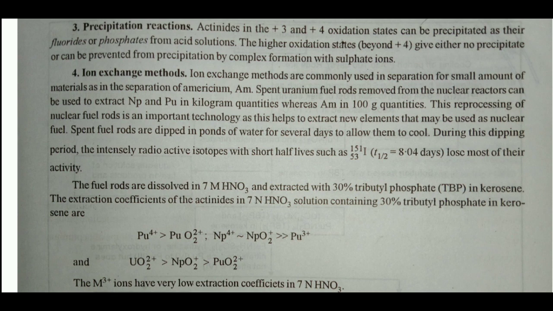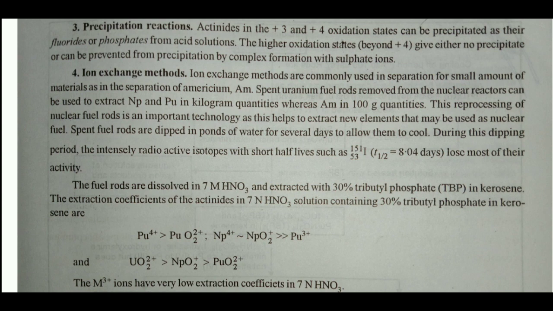Spent uranium fuel rods removed from the nuclear reactors can be used to extract Np and Pu in kilogram quantities, whereas Am in 100 gram quantities. This processing of nuclear fuel rods is an important technology, as it helps to extract new elements that may be used as nuclear fuel. Spent fuel rods are dipped in ponds of water for several days to allow them to cool.